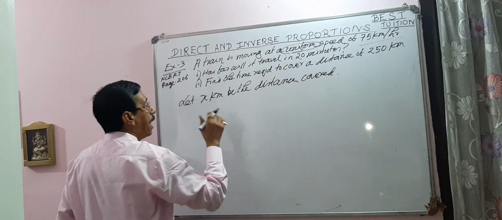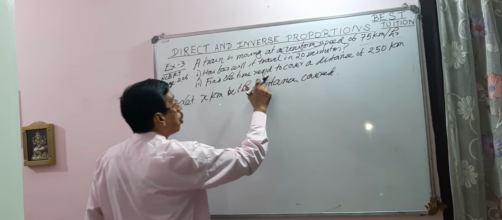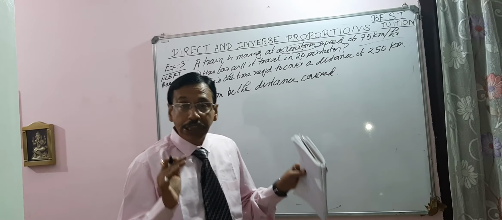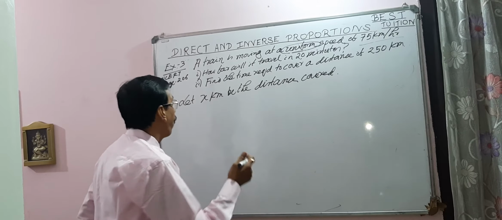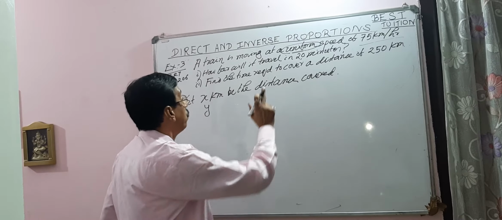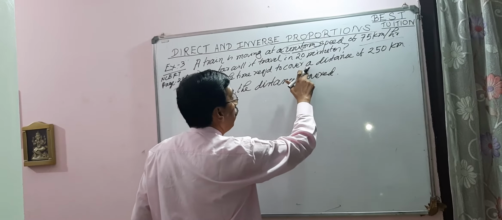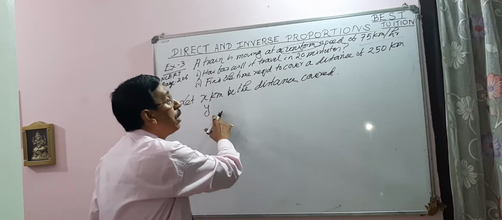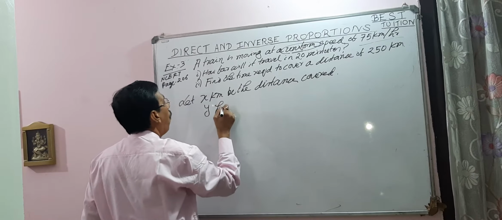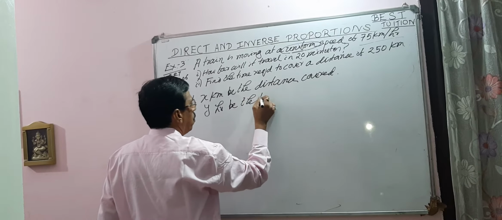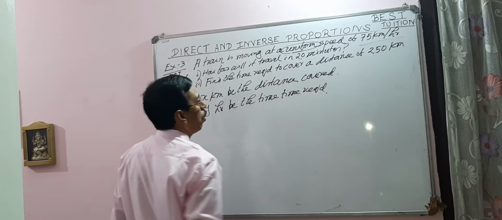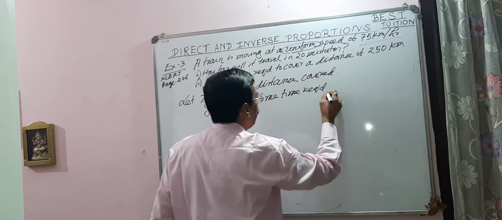Okay. Next, read the next question. Find the time required to cover a distance of 250 kilometers. Here, distance is given. We have to find out the time. So I shall write y. What is y? y means time required to cover. Now, y second, minute, hour? Here it is written hour. So I shall write, let y hour be the time required to cover a distance of 250 kilometers.